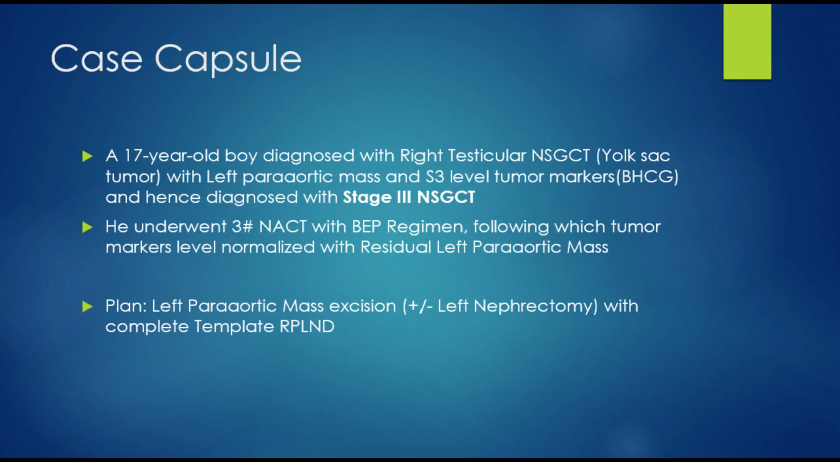A 17-year-old boy was diagnosed with right testicular non-seminomatous germ cell tumor, in this case a yolk sac tumor with stage 3 disease. He underwent 3 cycles of neoadjuvant chemotherapy with BEP regime, following which the tumor markers had normalized with a residual left paraaortic mass. So the plan was to go ahead with the left paraaortic mass excision plus minus left nephrectomy with complete template RPLND.